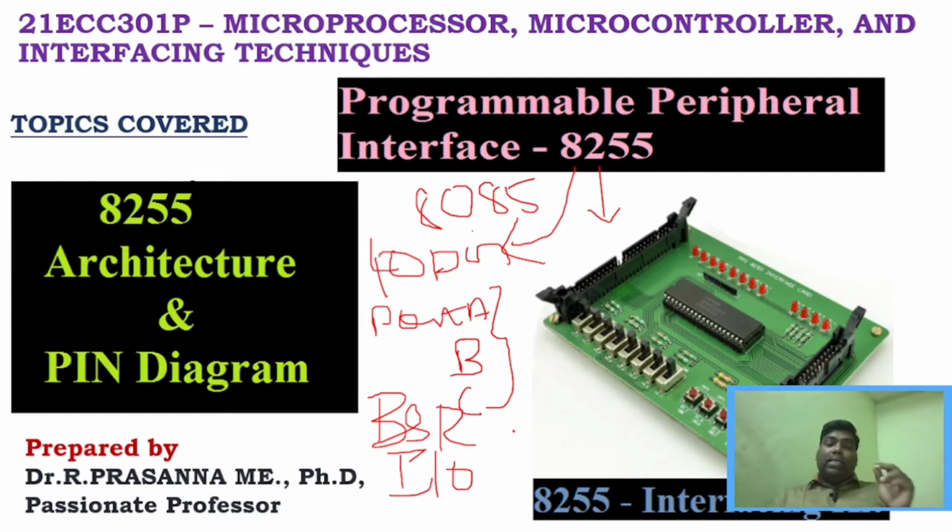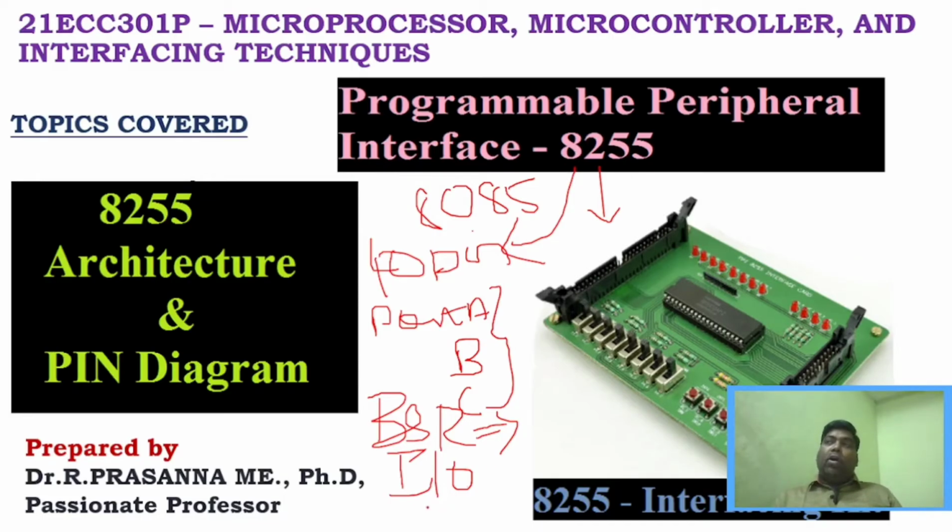BSR mode is called bit set reset mode, which is basically to set and reset a particular bit in port C. I'll explain BSR mode in detail later. But what is BSR mode? It is bit set reset mode, where we can set or reset a particular bit in port C. And the other is IO mode.